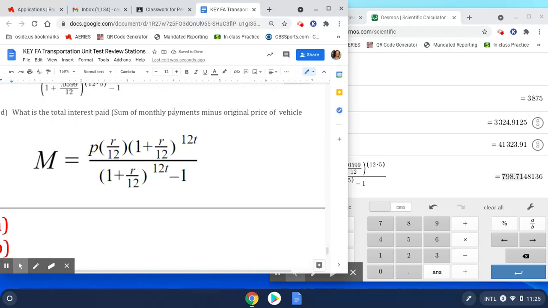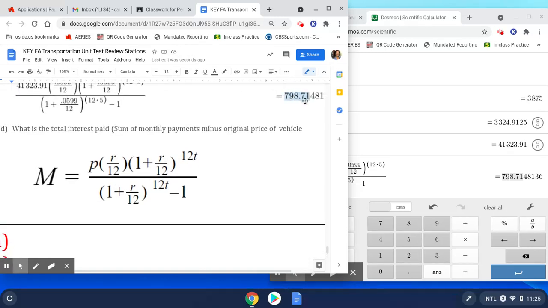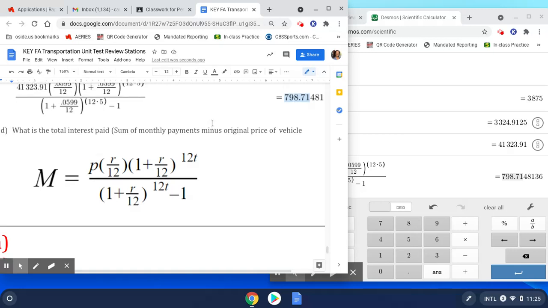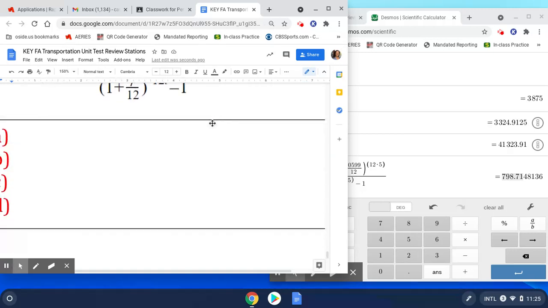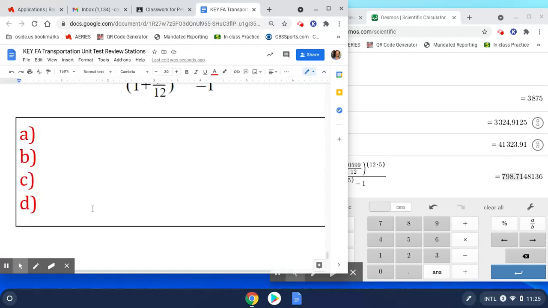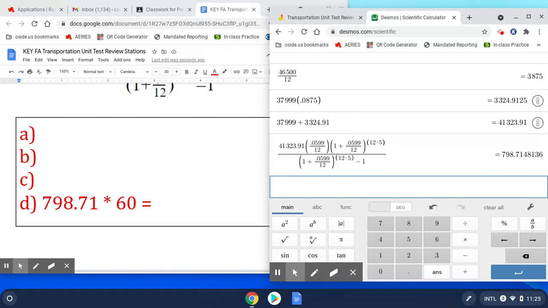Finally, what is the total interest paid? So if I know that I am paying $7.98 a month, and I want to see how much I'm paying after 5 years, I'm going to go $7.98 times 60 months to see how much I'm really paying for the car. And I'm getting $47,922.60.